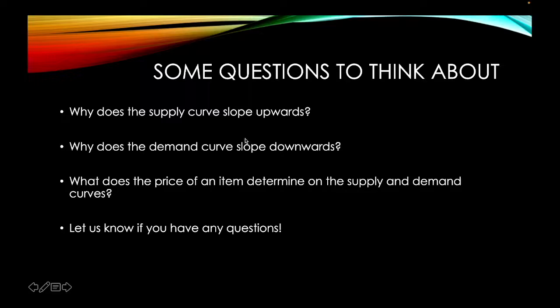And why does the demand curve slope downwards? Well, according to the law of demand, when prices increase, the quantity demanded decreases, and when prices decrease, the quantity demanded increases. That is why it has a downward sloping curve. What does the price of an item determine on the supply and demand curves?